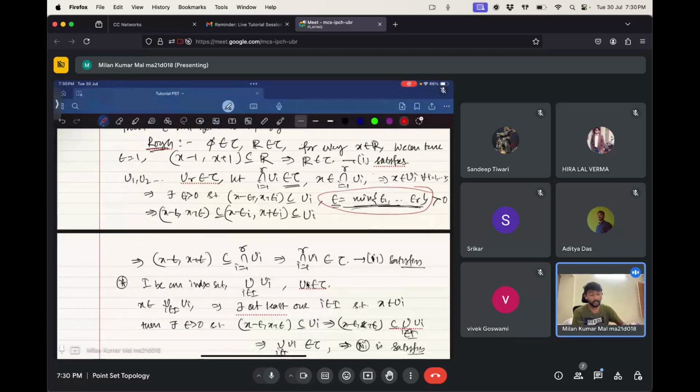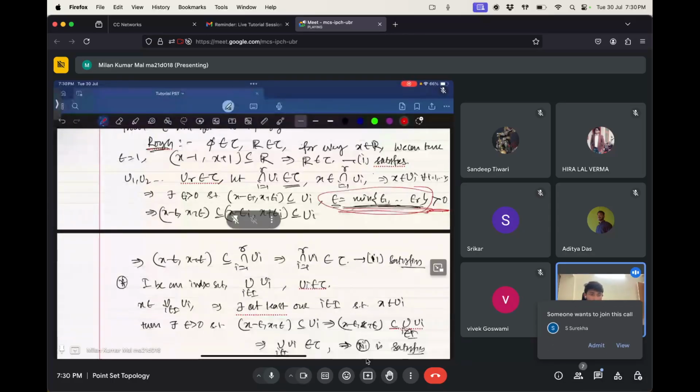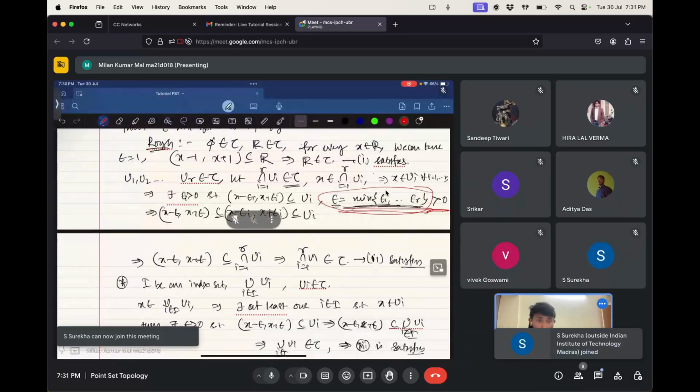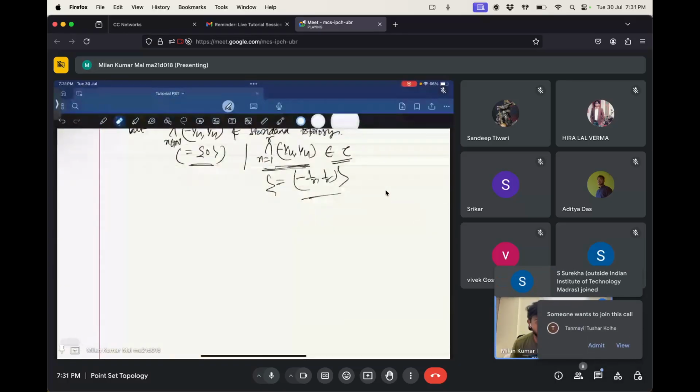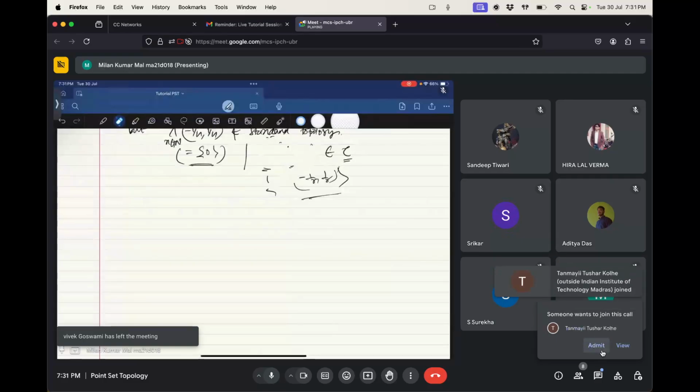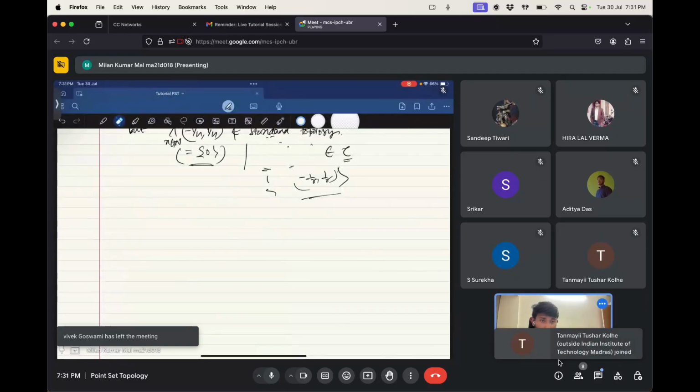And if epsilon is the minimum of epsilon 1, epsilon 2, up to epsilon r, then with an infinite number of epsilons, that epsilon need not be a positive element. But I need a positive element. So that is the reason. Here I am saying why 0 is the only element here.